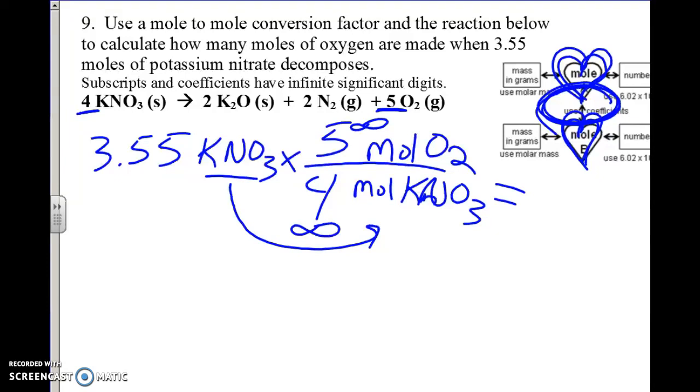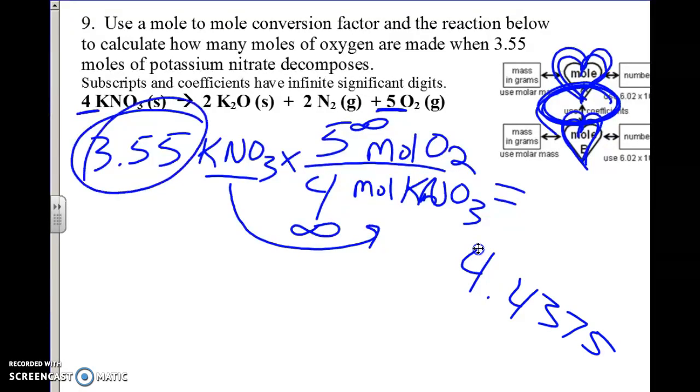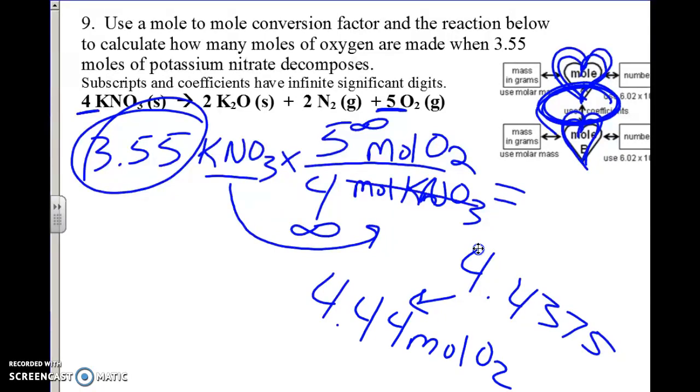So when we solve this on a calculator, we get 4.4375. We can only have 3 sig figs in our answer, so our answer would end up being 4.44, and that would be moles of oxygen, because moles of potassium nitrate cancel out with moles of potassium nitrate. And my mistake, I forgot to write moles there to begin with.